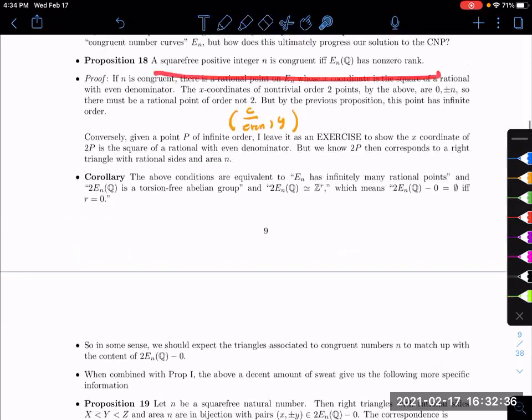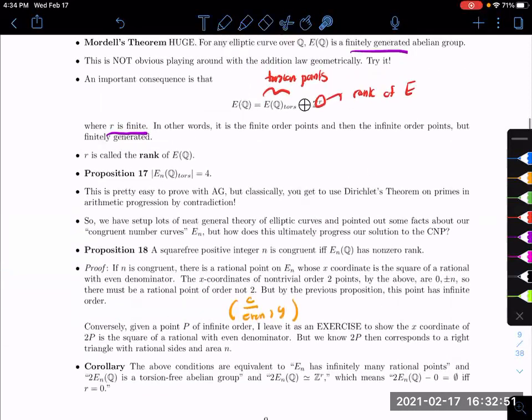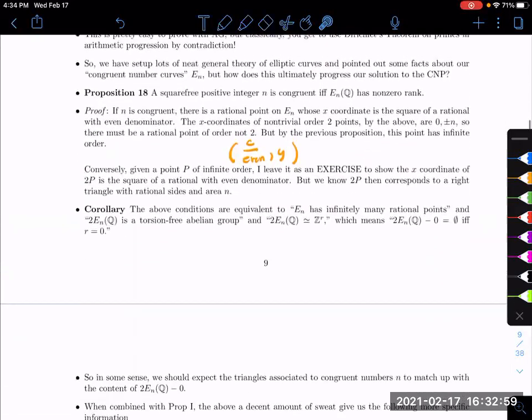The above conditions are equivalent to the following. E_n has infinitely many rational points. So a square-free positive number n is congruent if and only if E_n has infinitely many rational points. Why? Because the second your rank is positive, you're going to get a whole copy of Z here. So you're going to end up with infinitely many rational points. You can also see that this is equivalent to the following using this proof above. n is congruent if and only if 2 times E_n(Q), so twice the rational points, is a torsion-free abelian group.